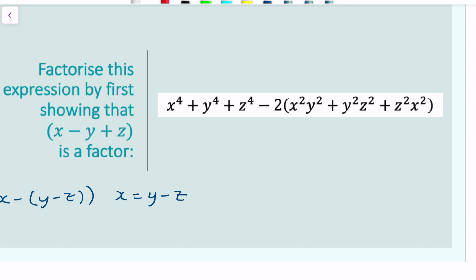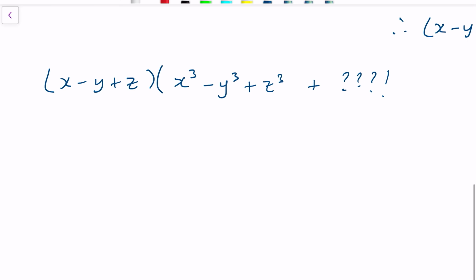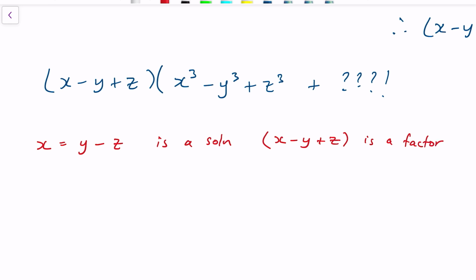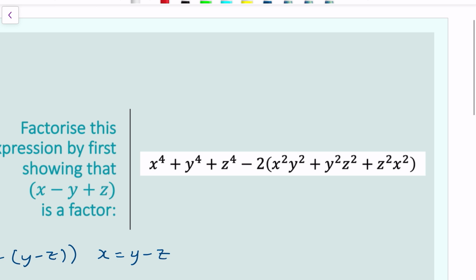So what we do, and I'm not going to prove it, I'll leave that up to you, we've already shown that x equals y minus z is a solution, which led to x minus y plus z being a factor. If we look at the expression that we're trying to factorize, it's all even powered. And when you have a polynomial that is even powered, the minus will be a solution as well.